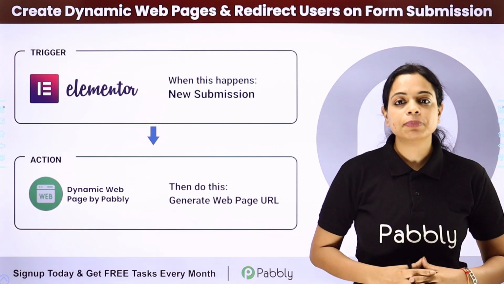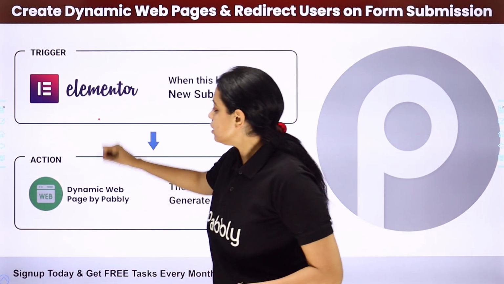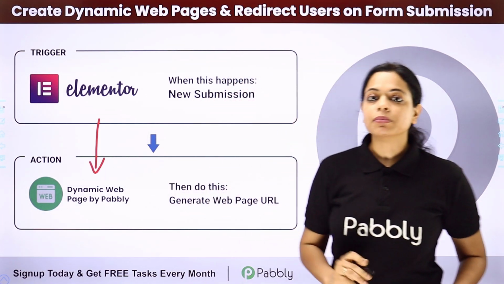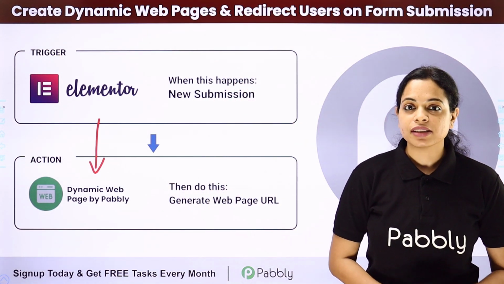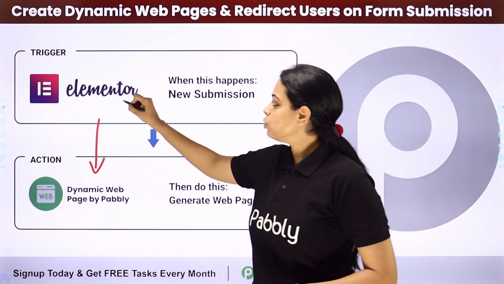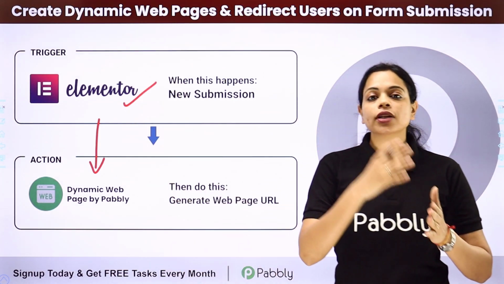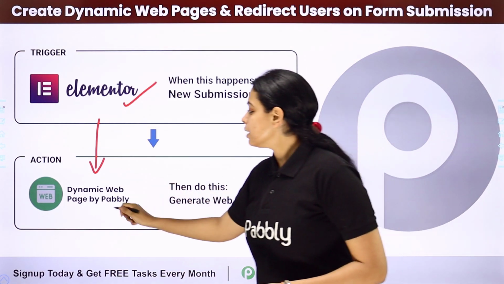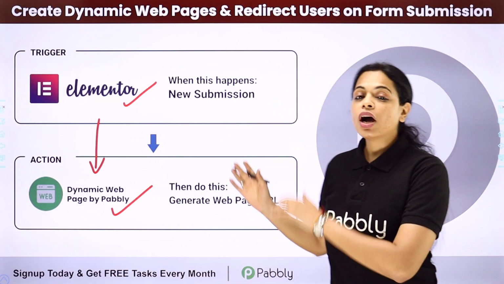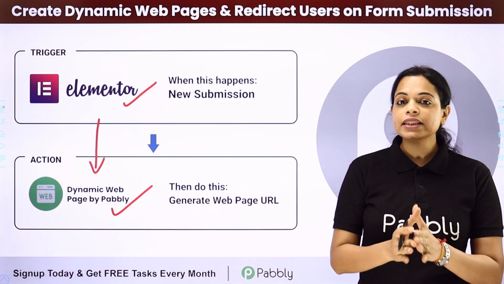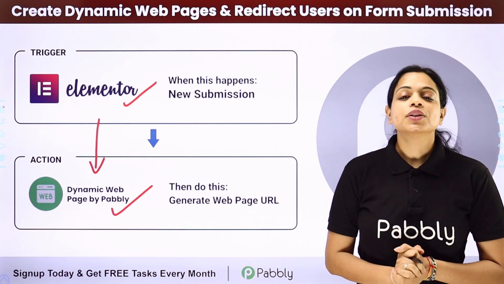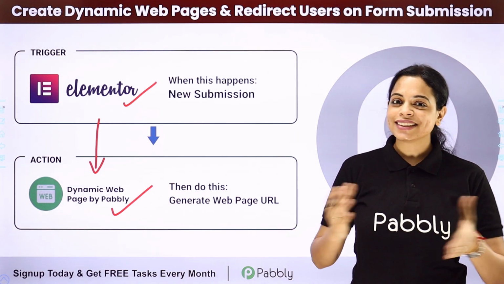Now, how can that be done? For this, we will have to integrate these two, and the same thing can be done using Pabbly Connect software. So here, your trigger application will be Elementor Forms, and then your action application will be Dynamic Web Page by Pabbly. Now, how can you do this yourself? Integrate and automate this entire process. To understand that, let me take you to my screen.